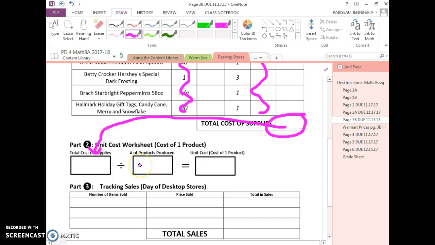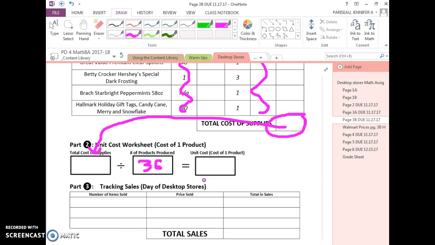How many products were they making? Well, if you go back to page 3A in their description, it says that they're making 36. So take your total cost of supplies, divide it by 36, and remember, it's money, so round to the nearest penny.